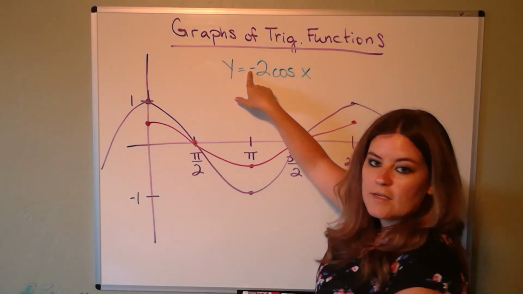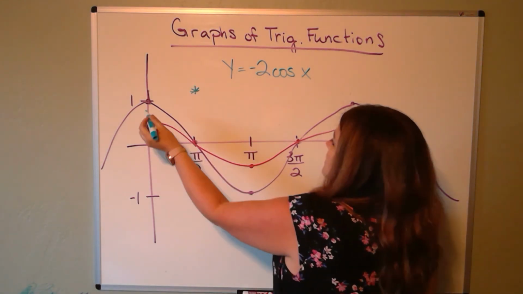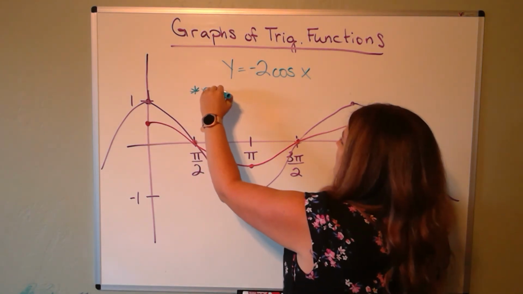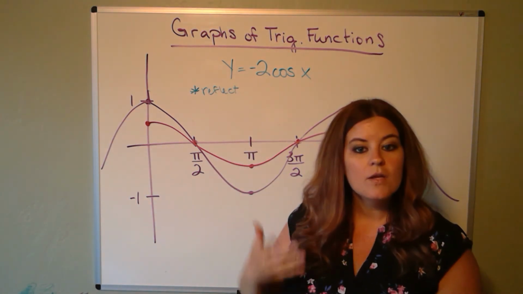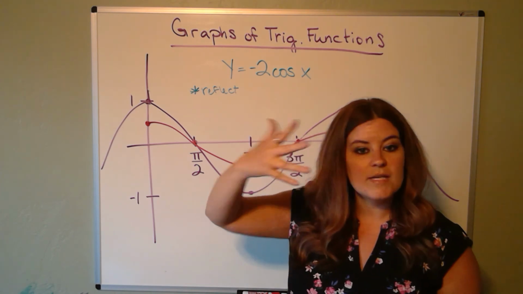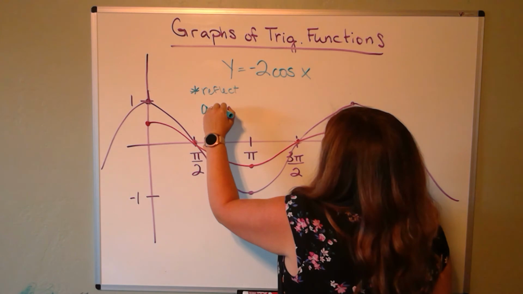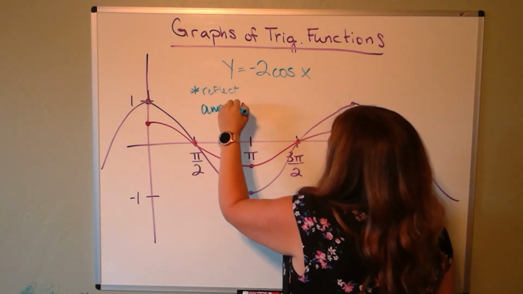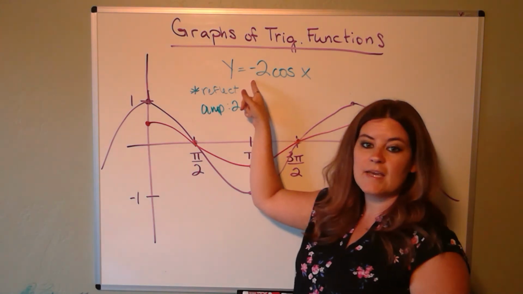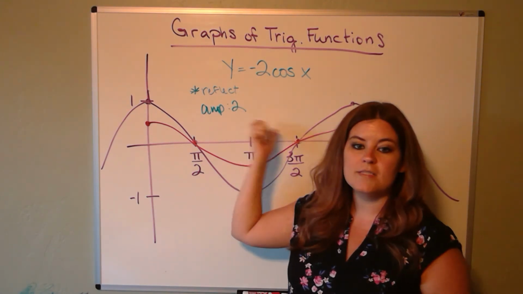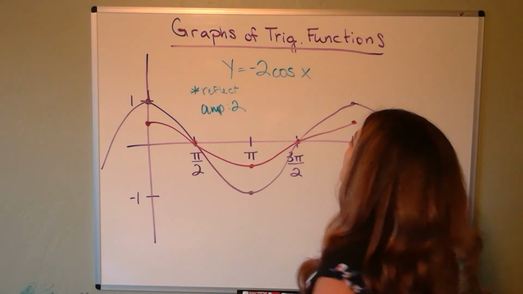So the first thing I notice, there's a negative. What does that mean? It means I am going to take my normal cosine function and I'm going to reflect it. How do I reflect it? Across the x-axis. It's up and down reflection. What is this 2 telling me? Well, it's telling me the amplitude is 2. Remember, amplitude never gets to take that negative with it. Amplitude is always a positive number because it is a literal distance between a high and low point.